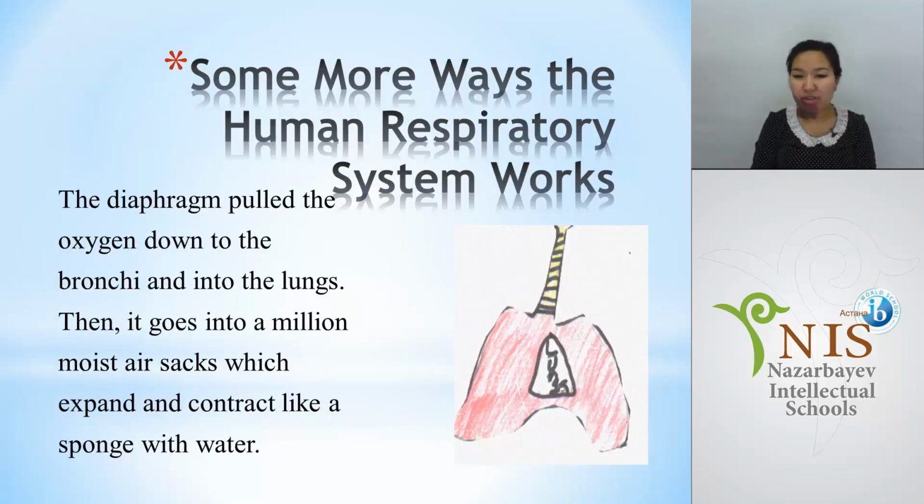How does the human respiratory system work? Mostly here we have a diaphragm. It's a muscle. The diaphragm pulls the oxygen down to the bronchi and into the lungs. Then it goes into the million moist air sacs which expand and contract like a sponge with water. All the time the alveoli can expand and contract by the diaphragm, which expands and contracts too.